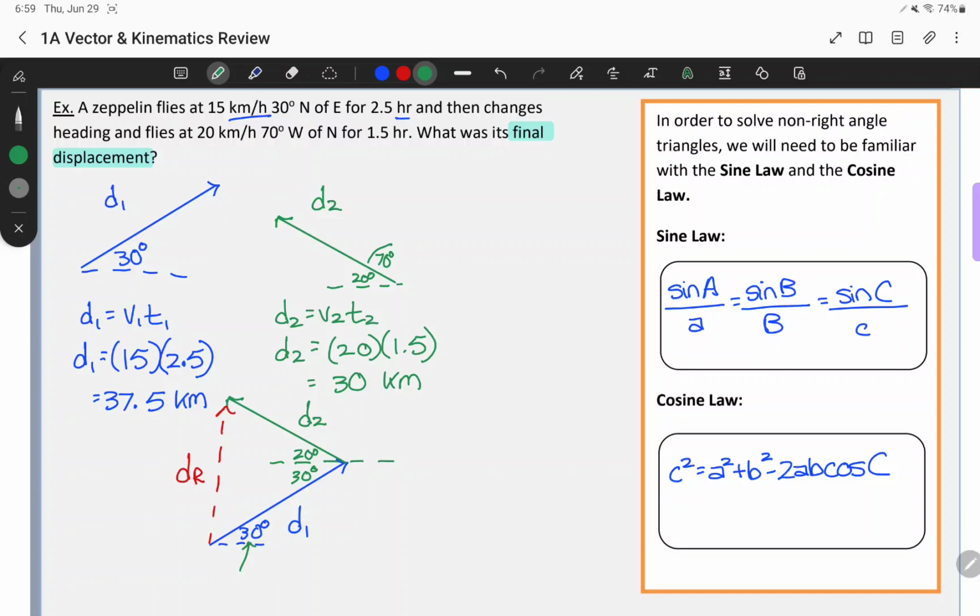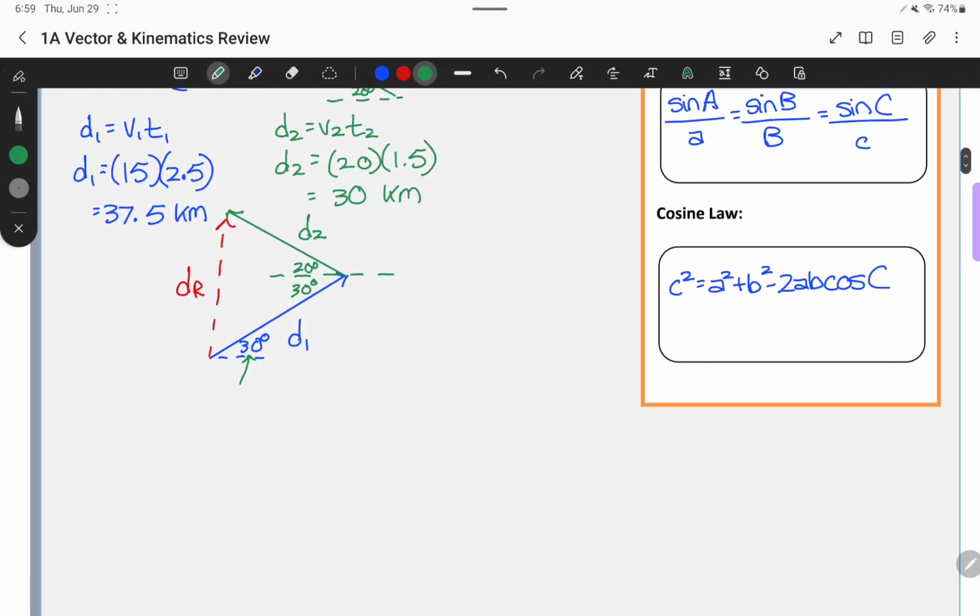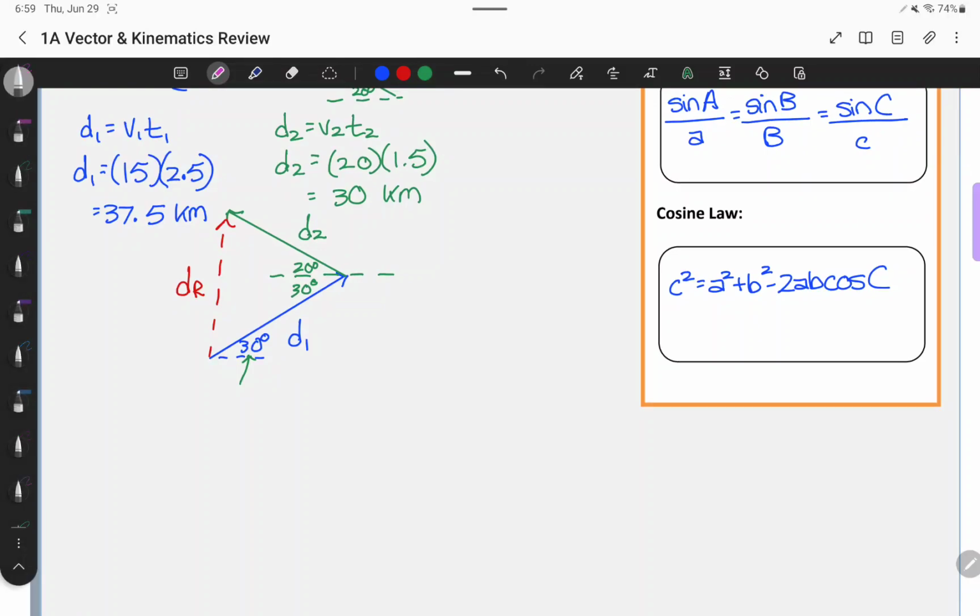That tells me that for this triangle, which is not a right triangle, I know two of the sides and one angle in between those two sides. That's the perfect case for cosine law. Okay, let's slide this up so we have a little bit of space to work, and let's write out our formula for cosine law. So I'm going to write it using dr, d1, and d2 first. Dr squared is equal to d1 squared plus d2 squared minus 2 d1 d2 cosine 50 degrees.